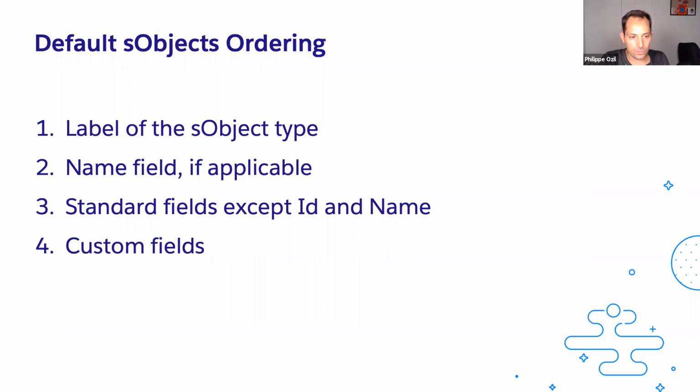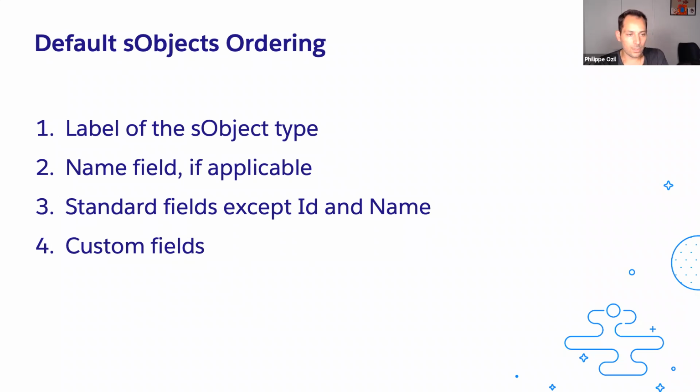Then it's going to use the name field if there is a name field, because some objects do not have name fields. And finally, it will look at the list of standard fields, except for ID and names, and it will take the list of those fields in alphabetical order. So this way, for example, the industry field will be taken before the ratings field when you compare values from similar account objects. And finally, in the end, it will apply the same rule by looking at custom fields in alphabetical order when comparing them.